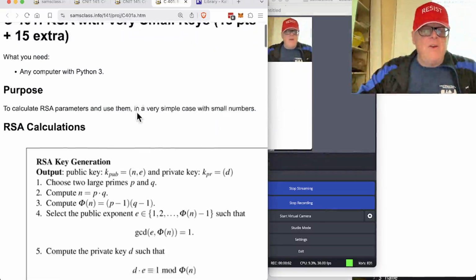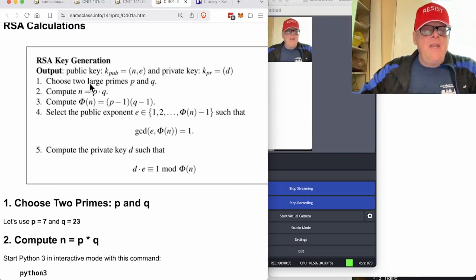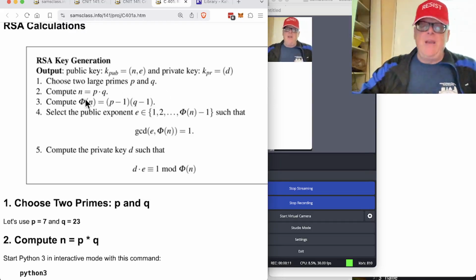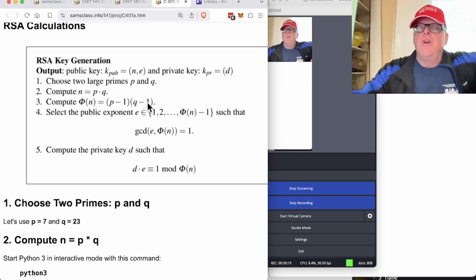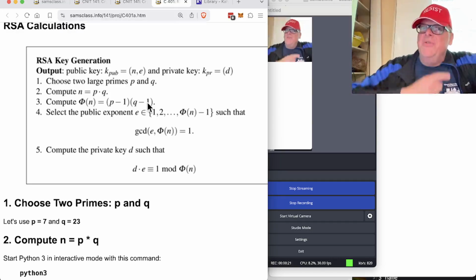So let's take a look at RSA. In RSA, first you have to generate a key. You have to choose two large primes, P and Q, then multiply them together to form N. Then you calculate phi of N, which is P minus 1 times Q minus 1, and that's actually going to be the number of those N numbers you can actually use.